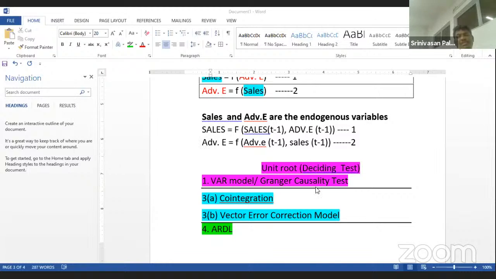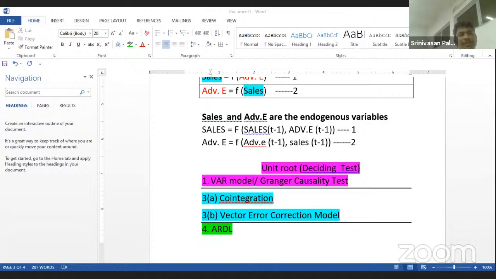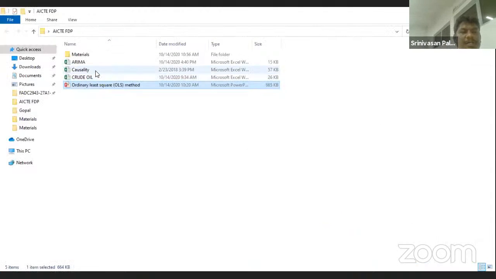How many variables are required for the causality? Two variables, sir. Yeah, two variables. That's what we are discussing. Let me open the ACT folder. I got the causality file, with two variables.